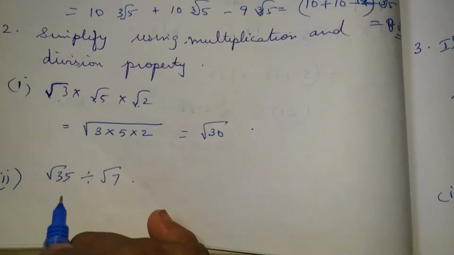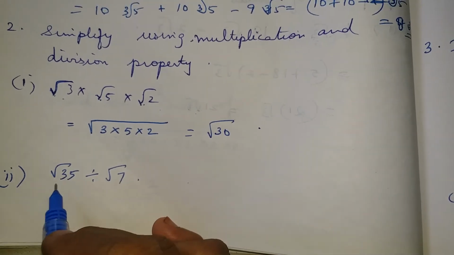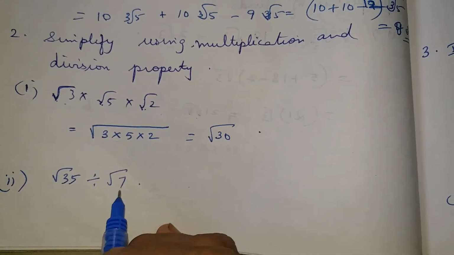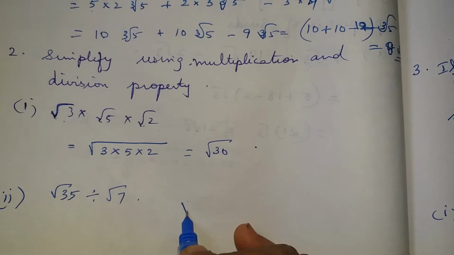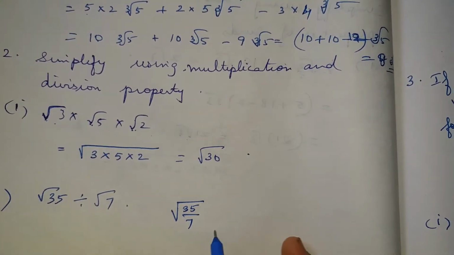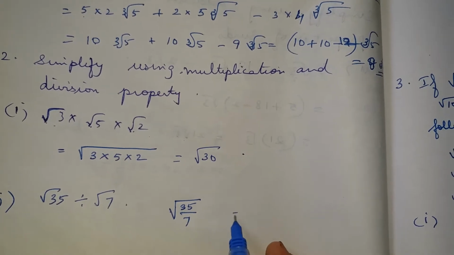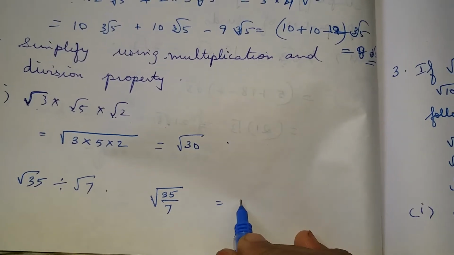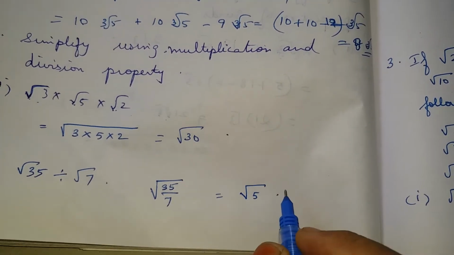Next sum, square root of 35 divided by square root of 7. Here also the order is the same, it is 2. So square root of 35 divided by 7. You can write it within the same square root. So it is square root of 5. So your answer is square root of 5.